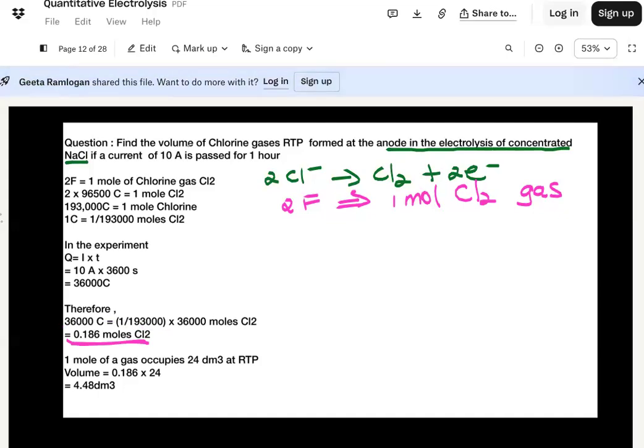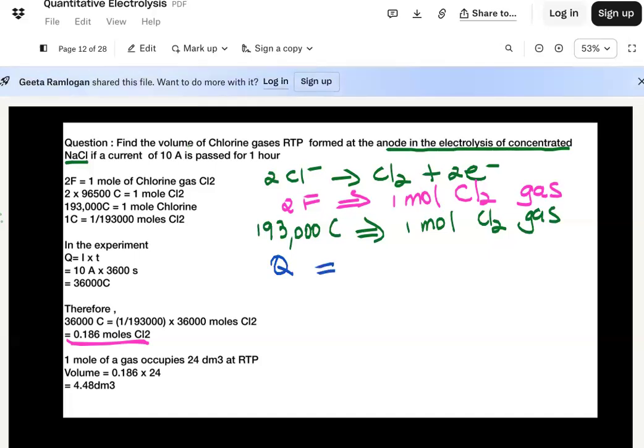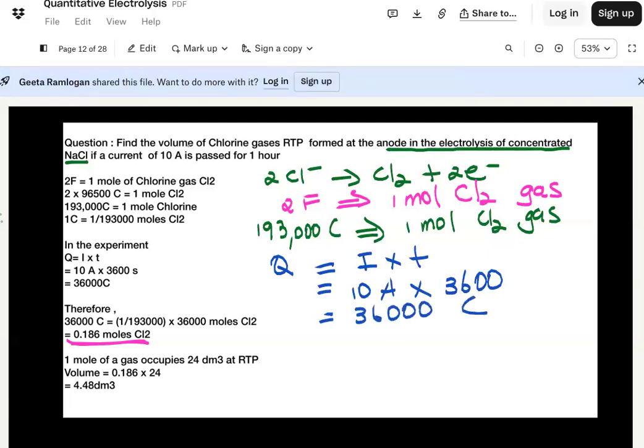So 2 Faradays will give me 1 mole of chlorine. That means 2 Faradays, 193,000 C, will be used to produce a whole 1 mole of chlorine. Right, nice, I know that. But did we use 193,000? I don't think so. We are going to check how much we use by using Q = IT. I is 10 amps. 1 hour is 3,600 seconds. That is 36,000 C. All good?